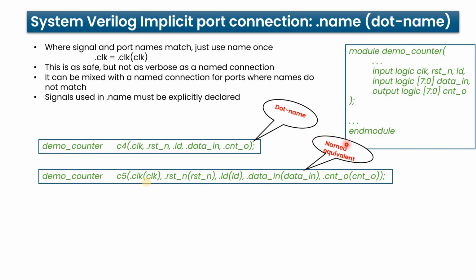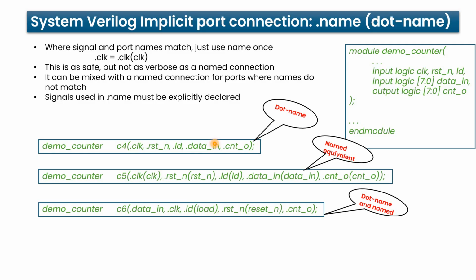But whenever there is a difference between the child port name and the parent signal name, then we have to use dot clock and in brackets clock. This is similar to the Verilog approach. So SystemVerilog makes it a little simpler by using just the dot name if the port name and signal name are the same.